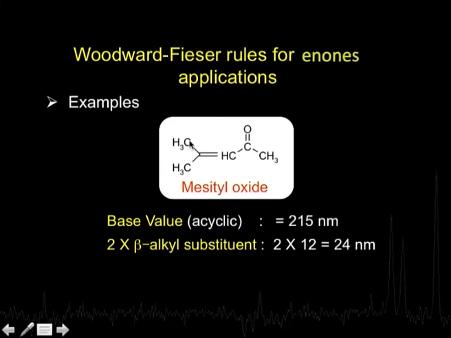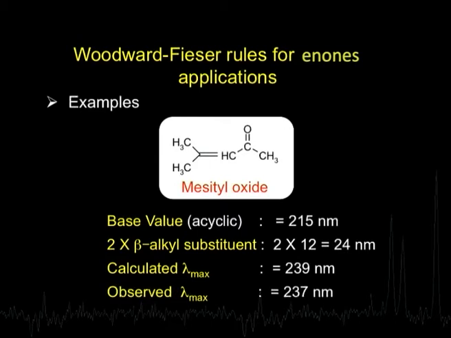In this case, there are two alkyl substituents at the beta position, and we know from the table that each beta alkyl substituent contributes about 12 nanometers. So these two will add together. 2 times 12 will give me 24 nanometers, and adding to the base value gives a calculated value of about 239 nanometers. So that's how I use these rules, and the observed value happens to be 237 nanometers, which is in fair agreement with the calculated value. Okay, now let's move further.